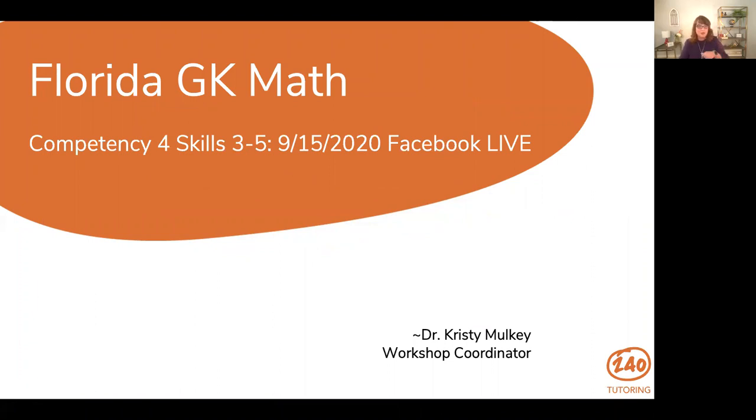So last week we finished up competency 3. Today we're going to look at competency 4. And again, these competencies have a lot of things in them. And so what we're going to do is break that into 2 parts. So today we're going to look at skills 3 through 5. And then next week we'll look at the other skills within competency 4.